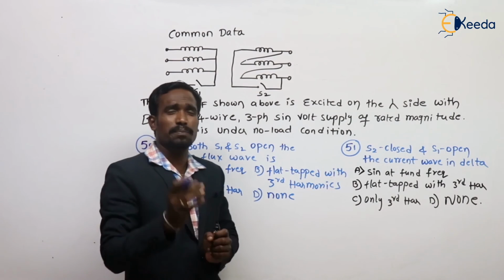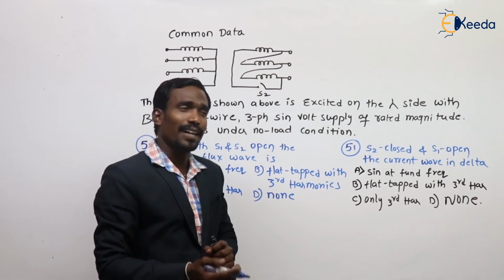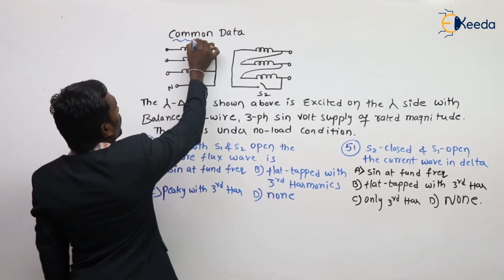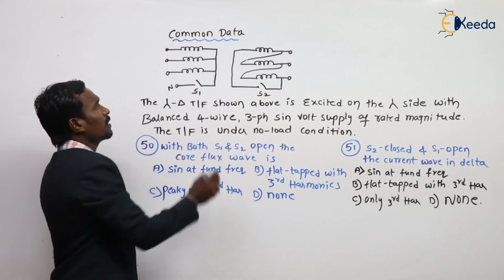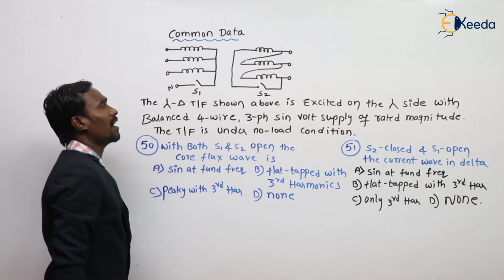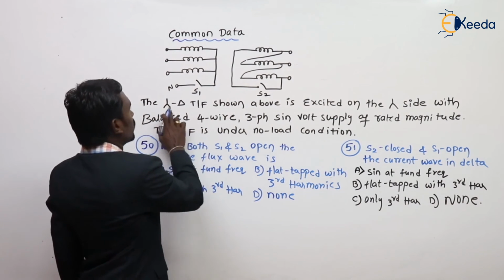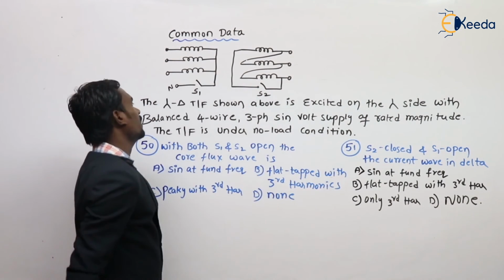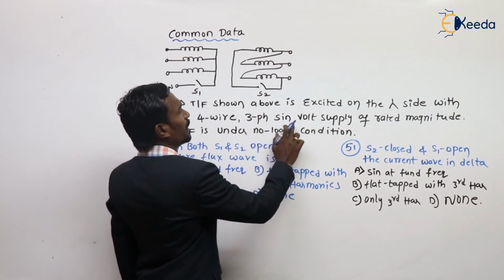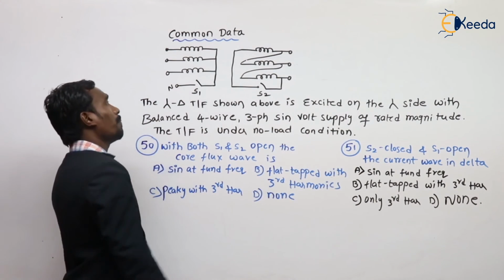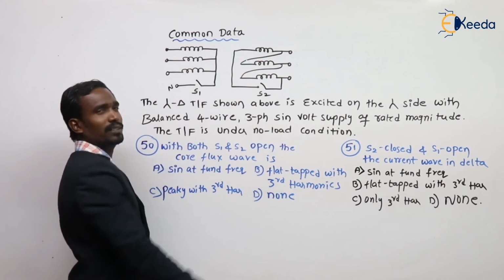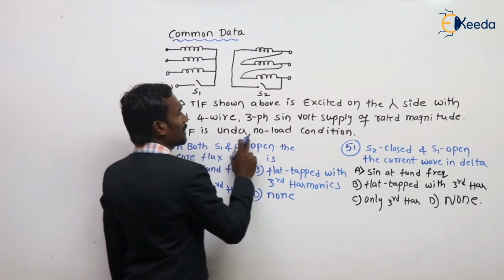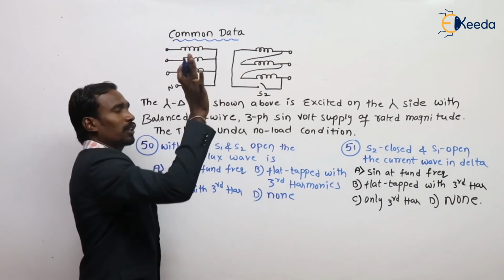In this video, a special question on three-phase transformers. I will give you one question on this. See here, the common data they have given. This is a star delta connection. The star delta transformer shown above is excited on the star side with a balanced 3-phase 4-wire sinusoidal voltage supply of rated magnitude. The transformer is under no load condition.